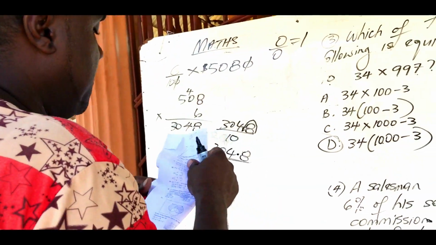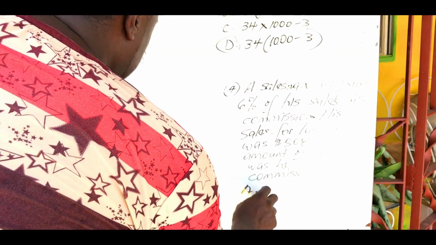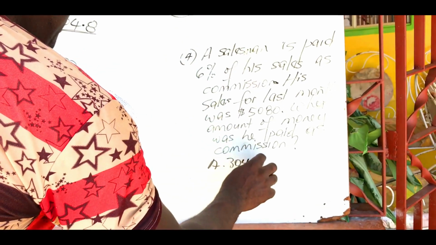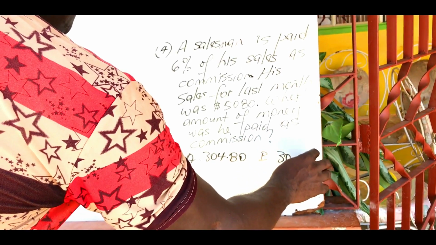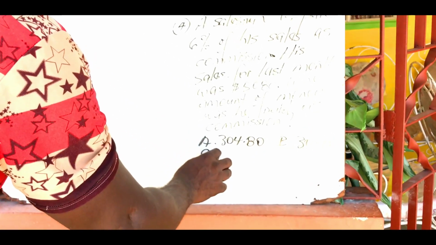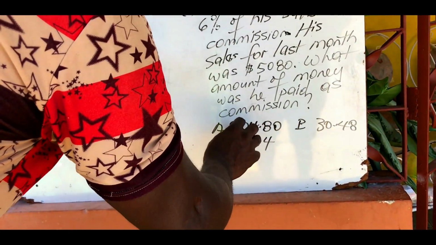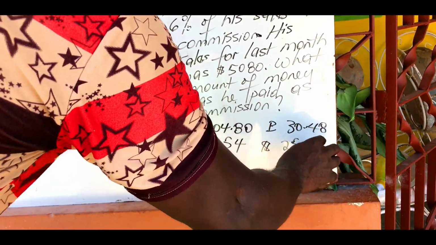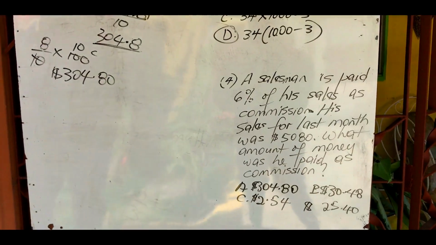As a matter of fact, the answers were A, $304.80, B, $30.48, C, $2.54, D, $25.40. And so we see here that our answer is A.